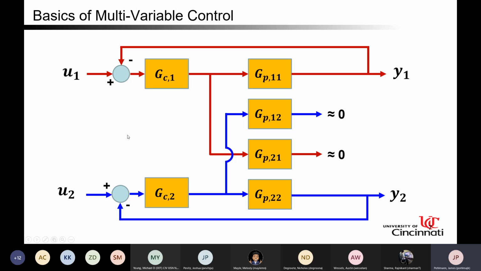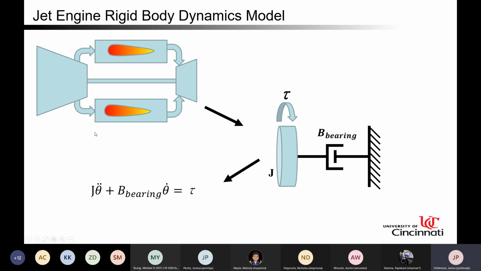A lucky situation is where input U1 doesn't have a very large effect on the output Y2, and input U2 doesn't have a very large effect on the output Y1. In those situations, GP12 and GP21 can be approximated to be 0, and then you're left with the classic two independent systems with a simple feedback loop, as shown by the red and blue loops here.